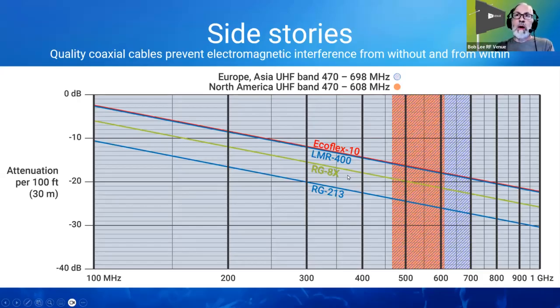So if you need to run coax a really long distance, there's LMR 400, but that's bigger, thicker, and stiffer. It starts to approach the size of a garden hose. It takes more labor to deploy. It's heavier, stiffer, and so on. EcoFlex 10 is a good alternative to LMR 400. It has slightly better loss characteristics, but it also has a smaller diameter that's closer to RG8X.